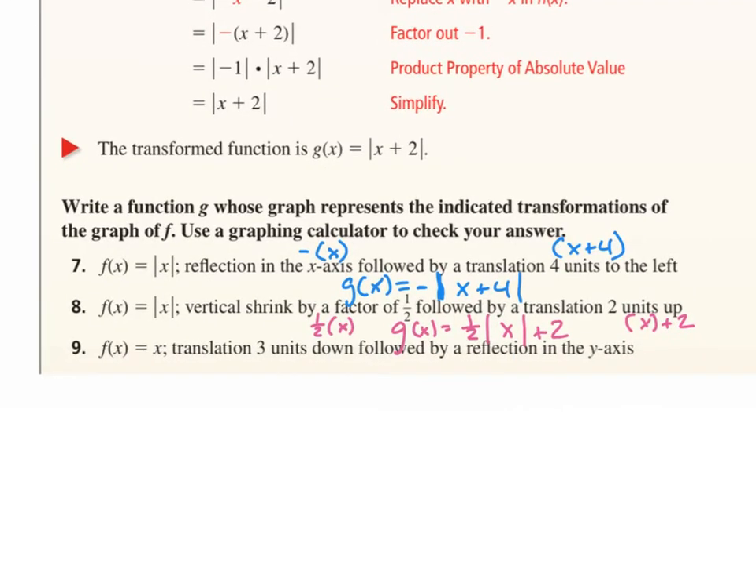For number 9, we have a translation 3 units down, which would be x minus 3 on the outside and a reflection in the y-axis, so we multiply the inside by a negative x. So our g of x graph, we're just applying these to our x. So we have a negative on the inside and a minus 3 on the outside. We don't need our parentheses here, so we could just make this negative x minus 3.